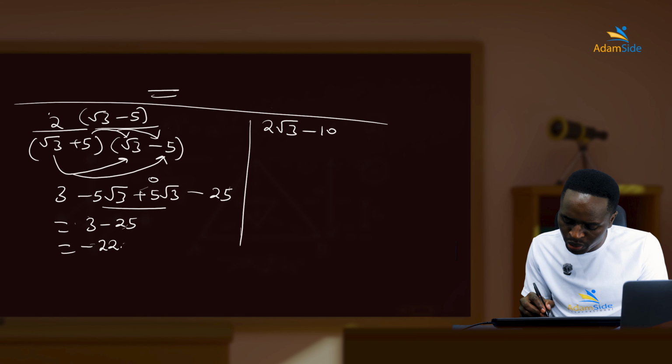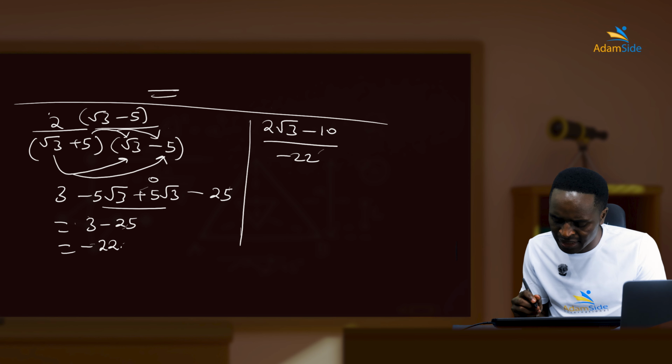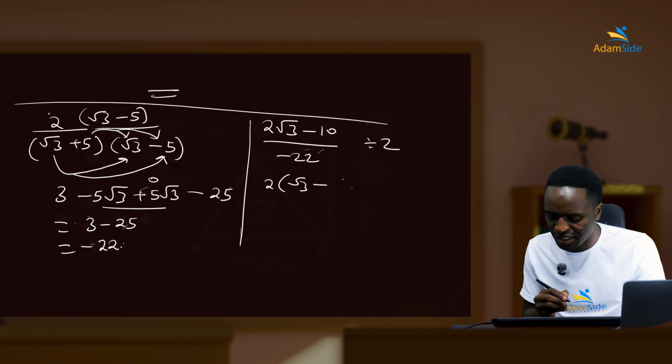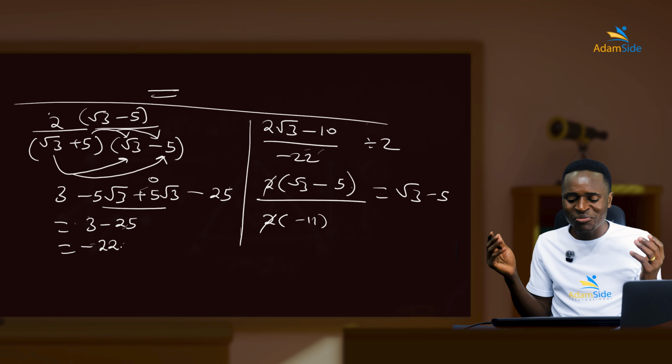Okay, then on top, 2 times root 3 is 2 root 3. 2 times negative 5 is negative 10, over negative 22. And we can simplify in that case. We can factor out negative 2 on top, negative 2 times root 3 minus 5, obviously. And at the bottom, we factor out negative 2, and you'll have 11. Negative 2 by negative 2 cancel, and then on top you have root 3 minus 5 over 11. This is our answer. Wow, as simple as it is.